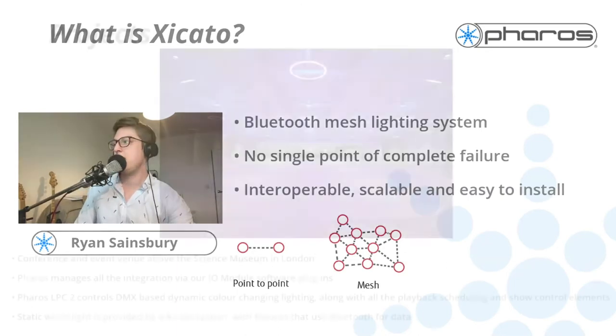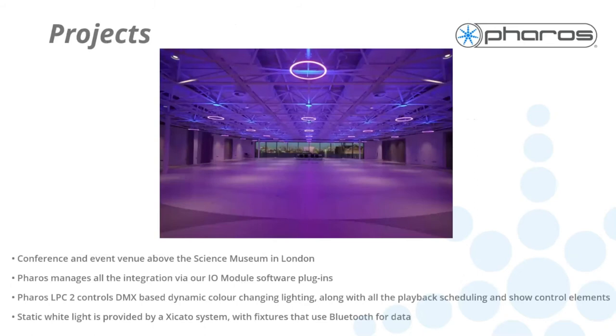So I just want to have a quick look at a typical project that would be used with the Xicato system. This is one that we did, I want to say, probably about 2 years, 18 months ago now. It was a conference slash event venue that was on top of the Science Museum right in the heart of London. So Pharos was actually doing multiple things on this project.